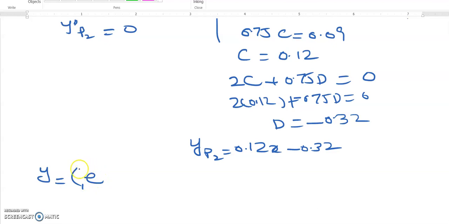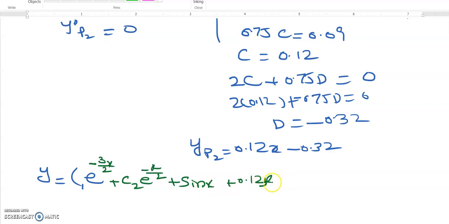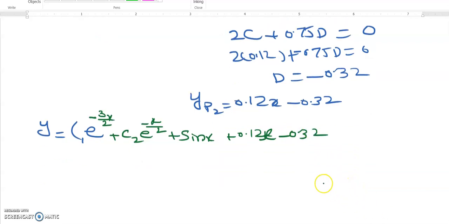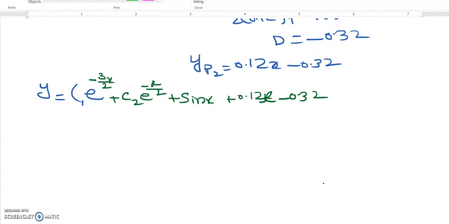So the overall solution, that is the overall general solution, is c1 e power minus 3 by 2 x plus c2 e power minus x by 2 plus sine x plus 0.12x minus 0.32. So this is the general solution.